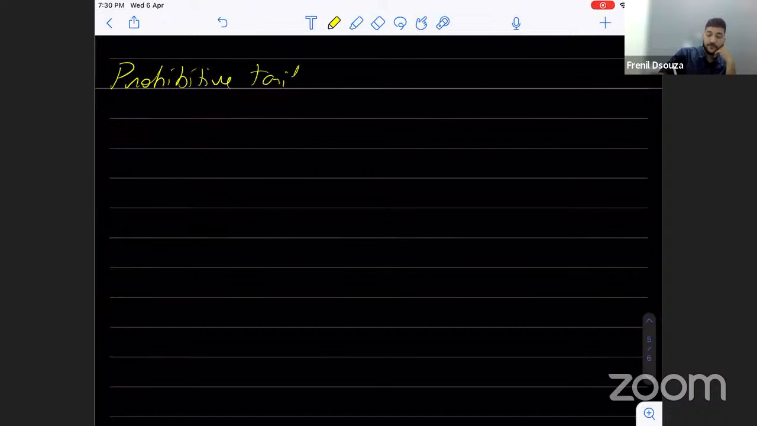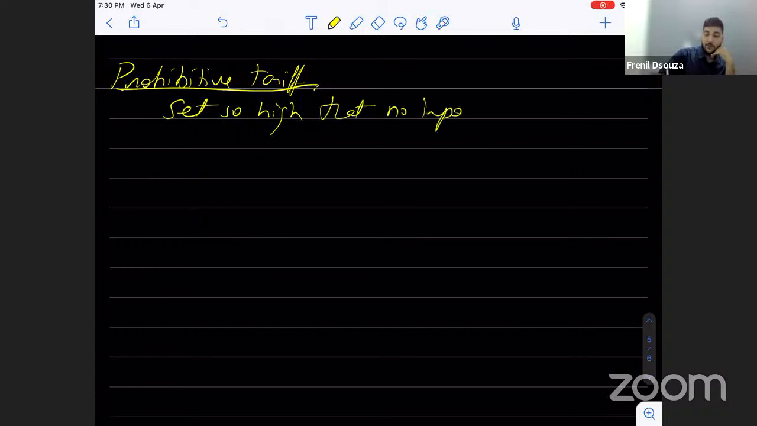Prohibitive tariff. Now, what is prohibitive tariff? It is set so high that no imports can enter. When you want to import something which is bad for society, the government might not just ban it. They can just say that the tax is certain hundreds of percent. And when that happens, people won't be importing it. It's as simple as that. Prohibitive tariff is like an indirect ban on import.